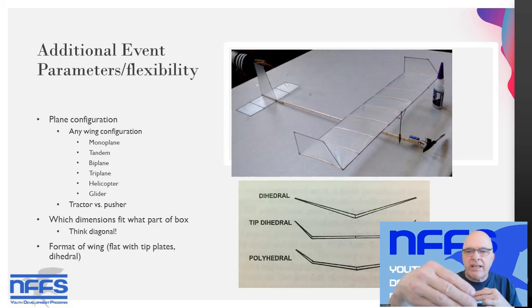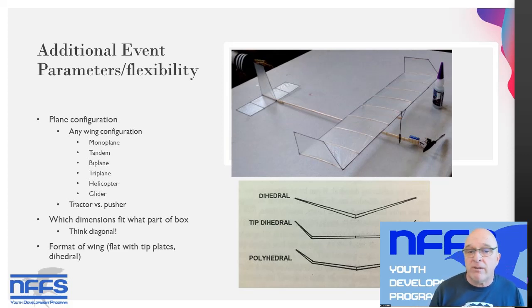But the wing doesn't necessarily have to fit in the width of the box. You'll see the Freedom Flight models, you tilt the wing diagonally in the box, and that gives you considerably more wing area. It's worth doing. The format of the wing is wide open. You can have simple dihedral, tip plates like a lot of the kits have, or a polydihedral. You can even make an elliptical wing if you're so inclined, but that's a lot of work.